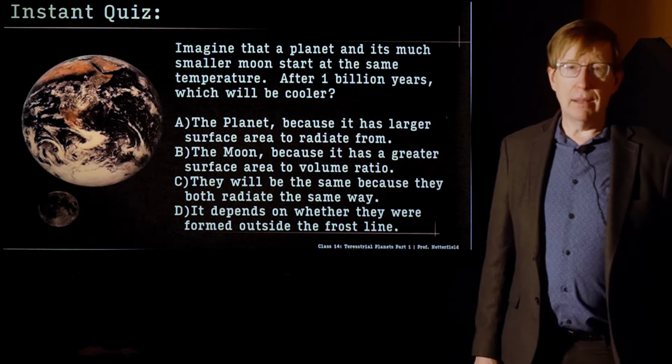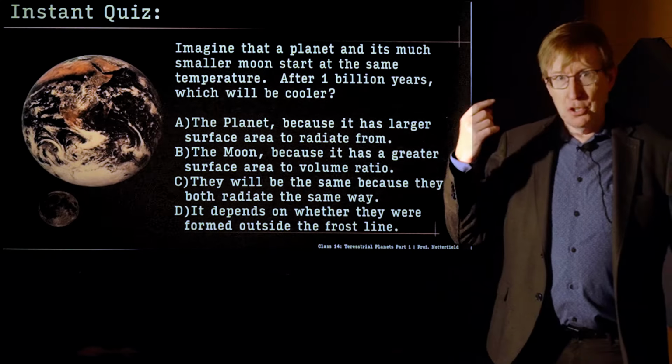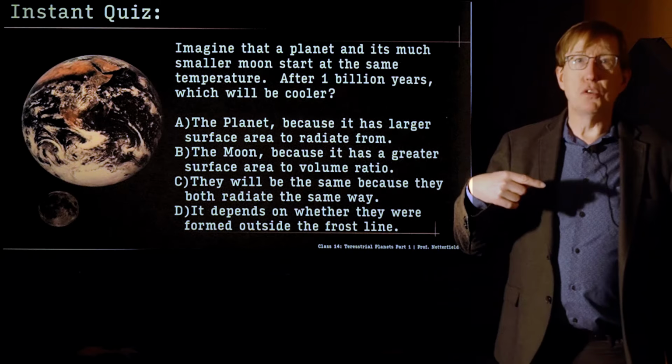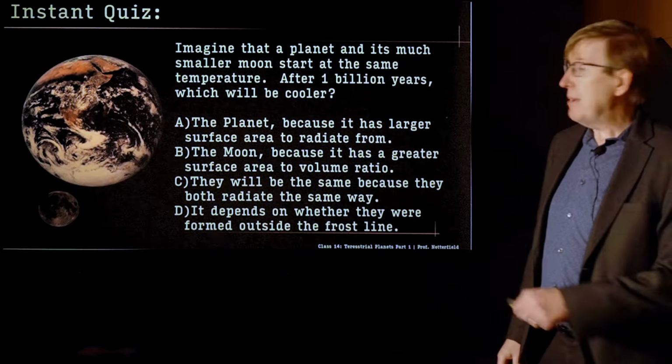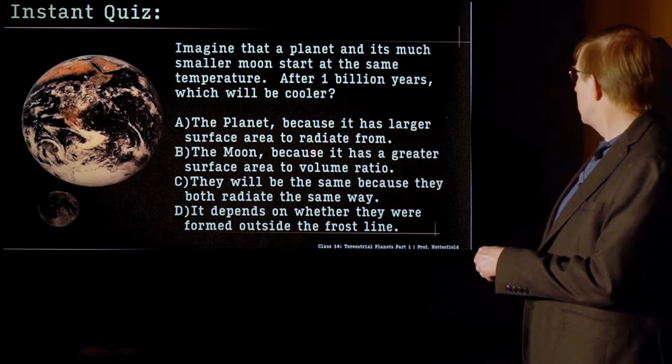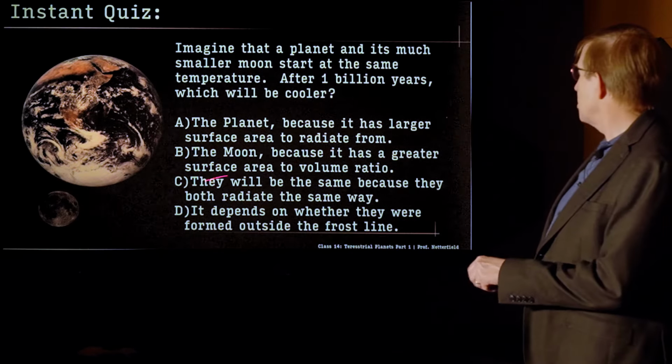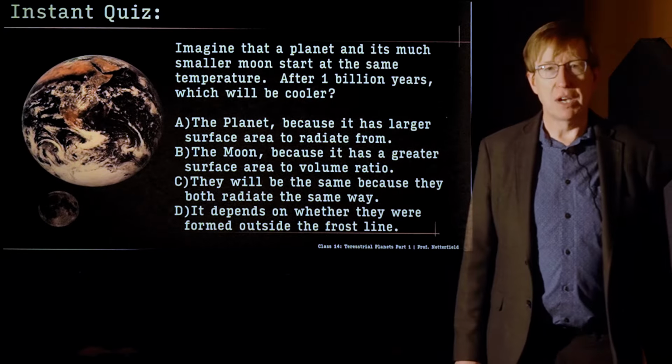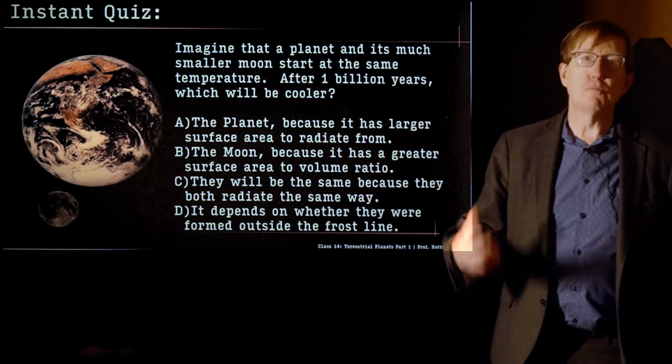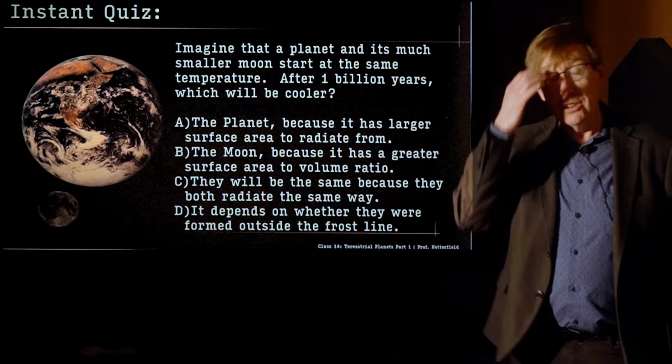Okay, well, we just said smaller objects cool faster than larger objects. That means that the moon, which is smaller, will be cooler because it has a greater surface area to volume ratio. So we expect small things to cool faster than large things.